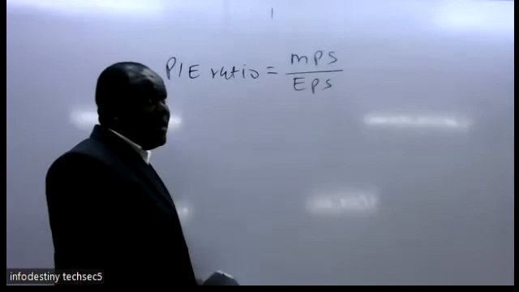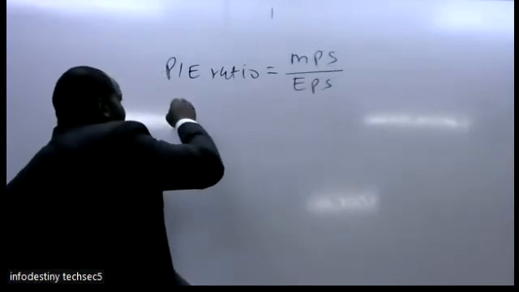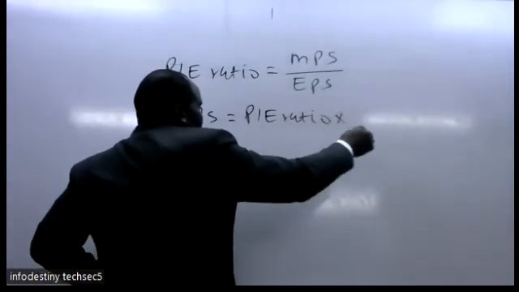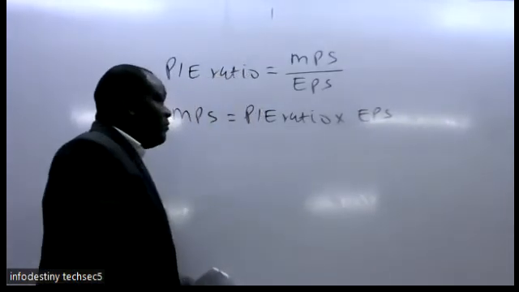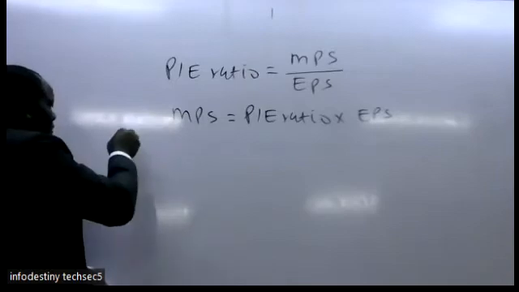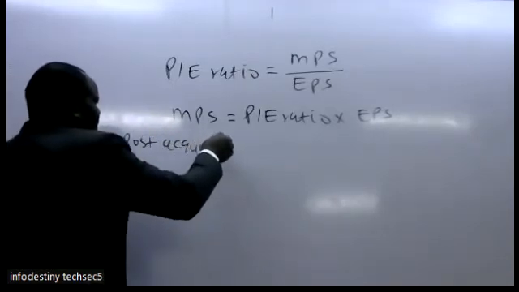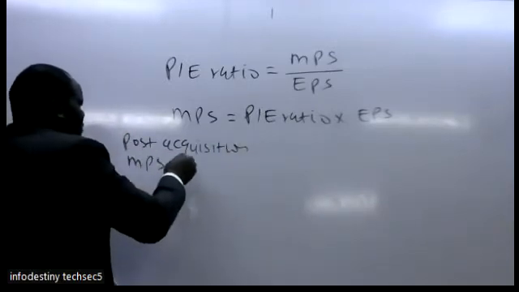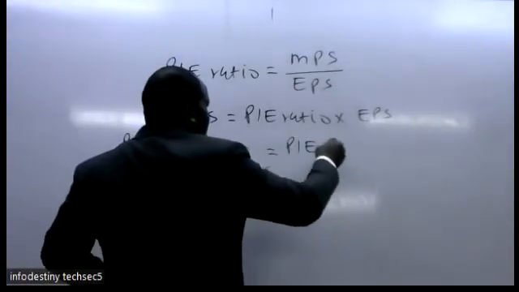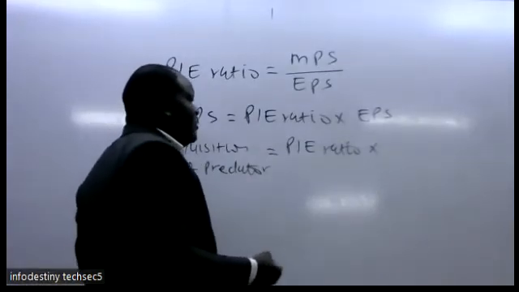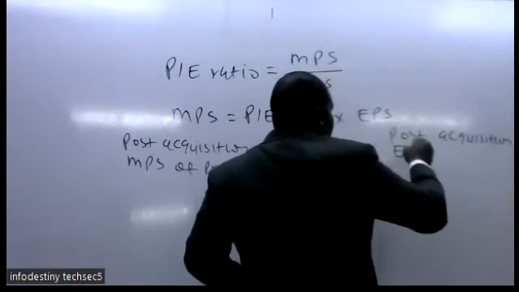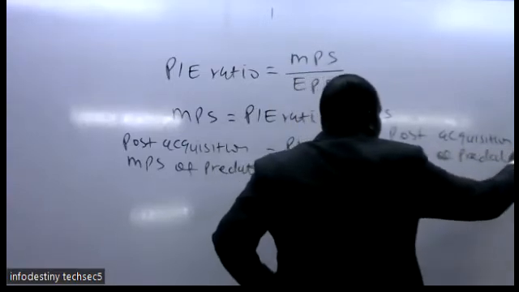So we make market price per share to be the subject. So it will simply be the price earning ratio multiplied by the earning per share. The question wanted the market price per share of the predator after the acquisition. So to compute the post-acquisition market price per share of the predator, it will be given by the price earning ratio multiplied by the earning per share of the predator.